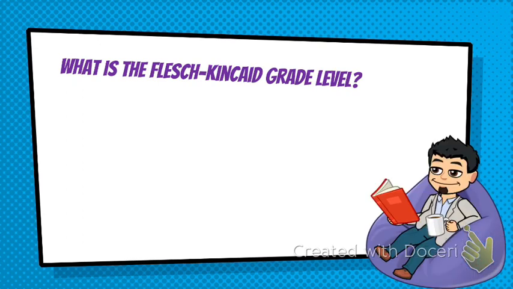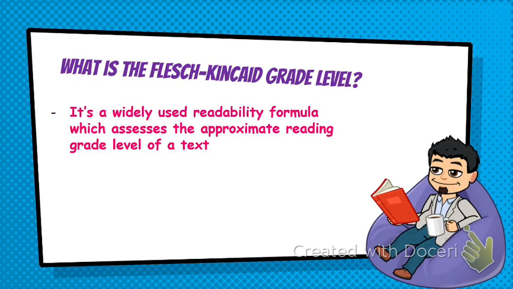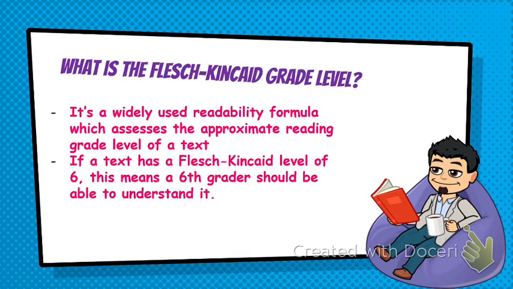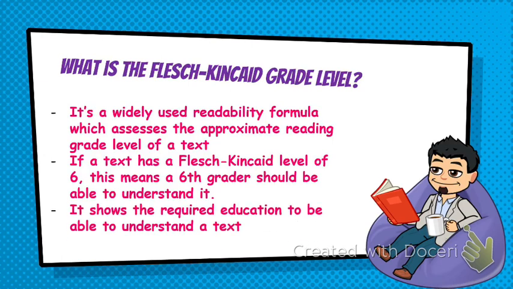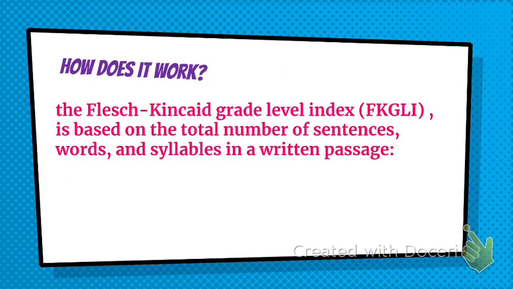But what is the Flesch-Kincaid grade level? It is a widely used readability formula which will assess the approximate reading grade level of a text. So if the text gets a score of 6, and we'll talk about how to do that in a second, this means that a 6th grader should be able to understand it. So you're looking at the score, relating it to the actual grade level. It shows the required education to be able to understand a text.